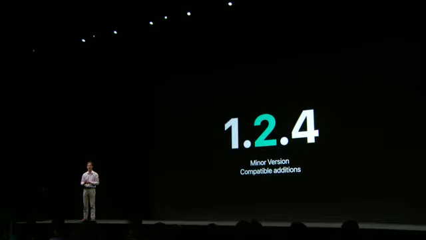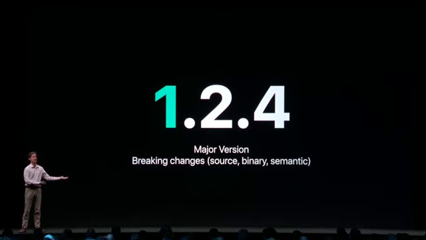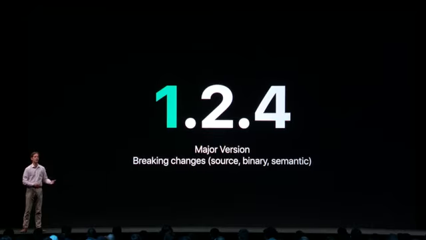The middle component is for backwards compatible additions, new APIs, or new capabilities. And the major component is for any breaking changes that you have to make, whether that's source breaking, binary breaking, or semantics breaking, in a way where clients will have to rebuild and possibly redo some of their client code in order to adopt the new version of the framework.